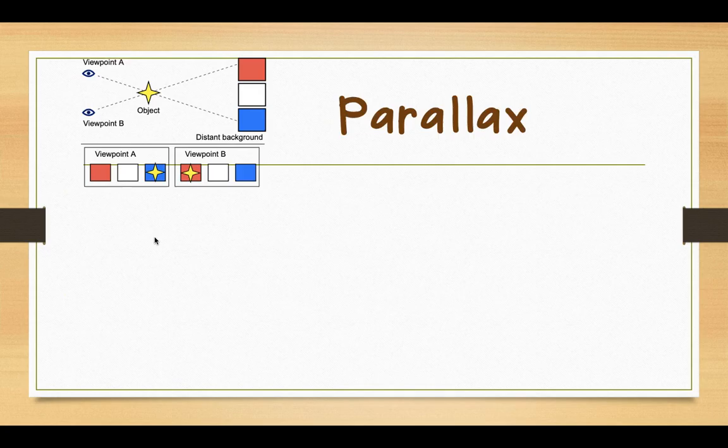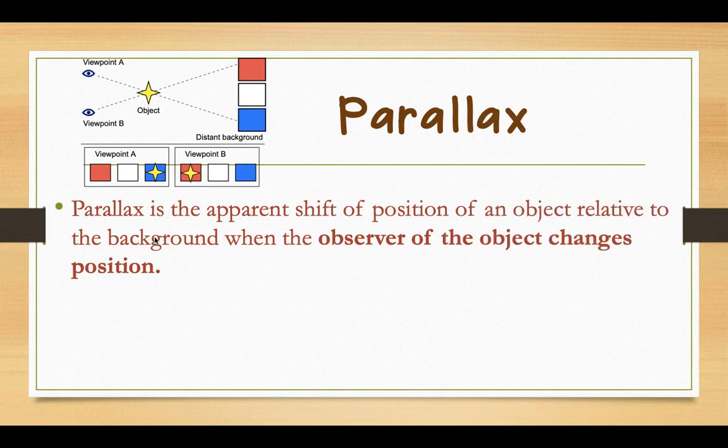All right, so here is the definition of parallax. Parallax is the apparent shift of a position. Notice when you were holding your thumb out, you weren't actually moving your thumb or your arm at all. But it's the apparent shift of the position of an object relative to a background when the observer of the object changes position. So again, the object is not actually changing position.